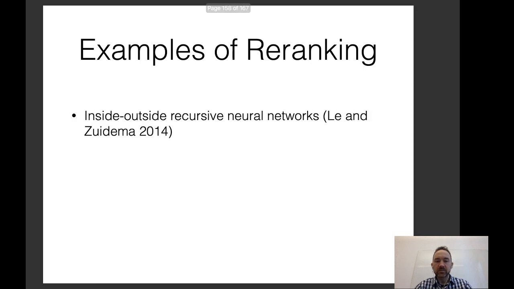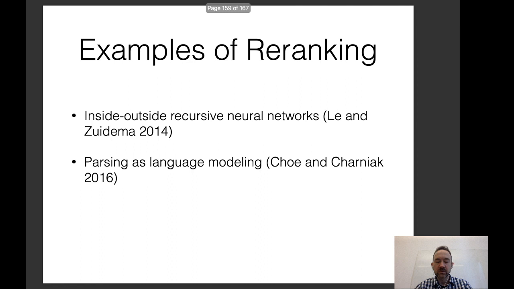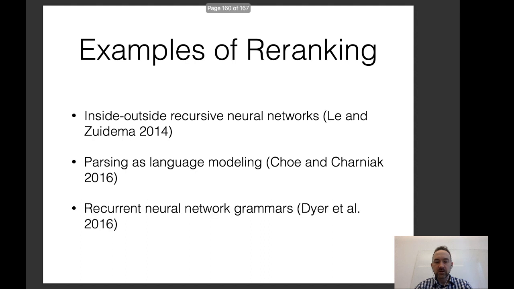There's a bunch of examples of re-ranking. There's something called inside-outside recursive neural networks that calculate representations using an algorithm that looks like the inside-outside algorithm, used in re-ranking. There's also parsing as language modeling, where they essentially create a language model over parse trees and use this to re-rank another parser. And there's something called recurrent neural network grammars, which are basically language models that incorporate parse structure. All of these can be applied.